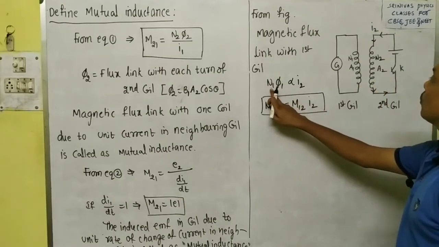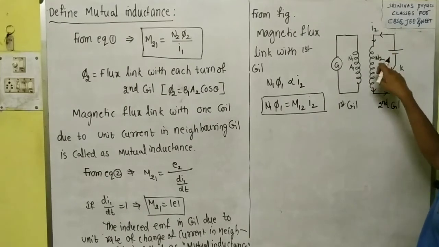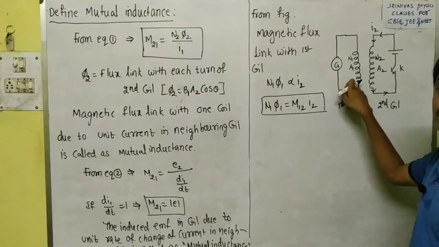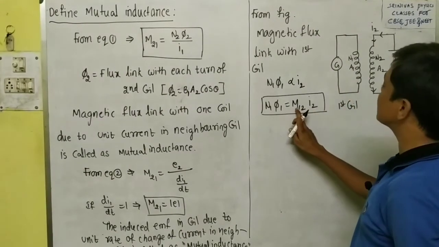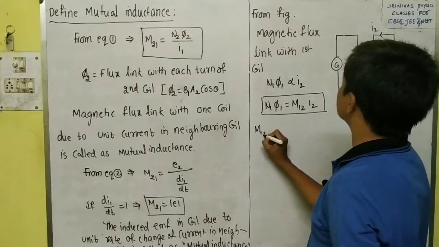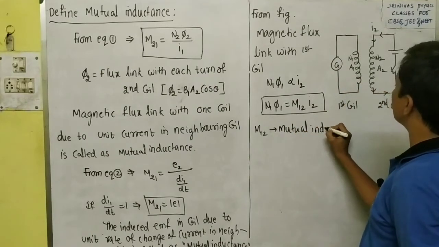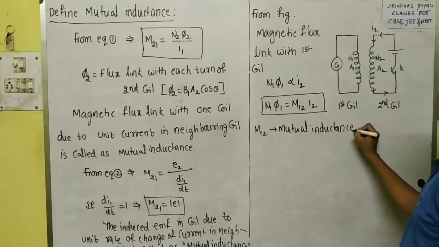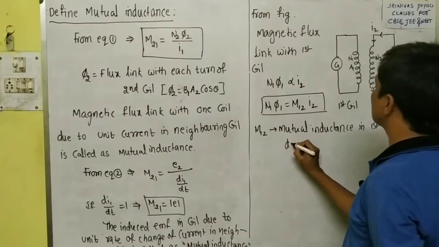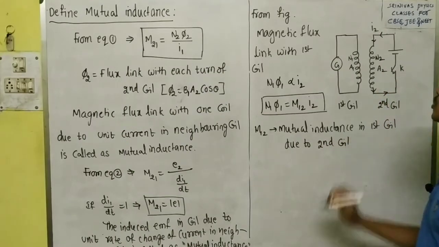Now look here: the flux linked with the first coil depends upon the current in the second coil. When the current changes in the second coil, the flux linked with the first coil changes, and due to that, EMF and current are induced in the first coil. That is why this is the induction in the first coil due to the second. This M12 is called the mutual inductance in the first coil due to the second coil.